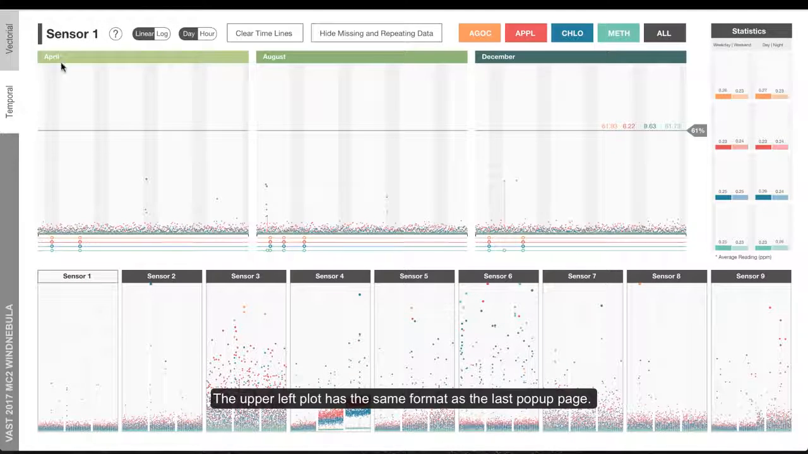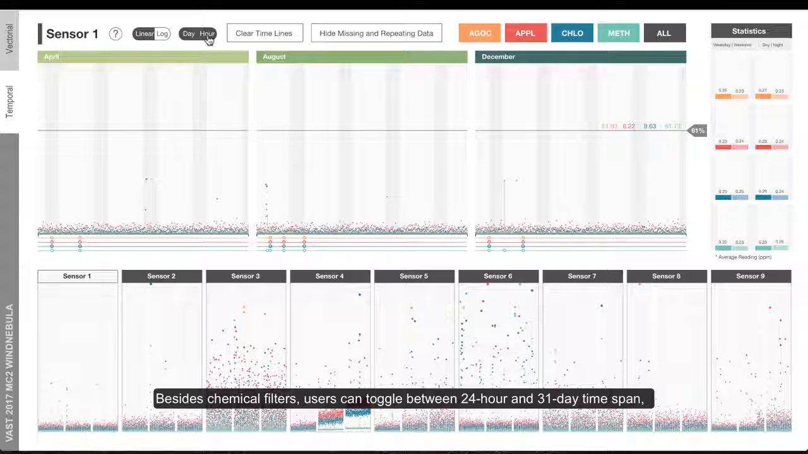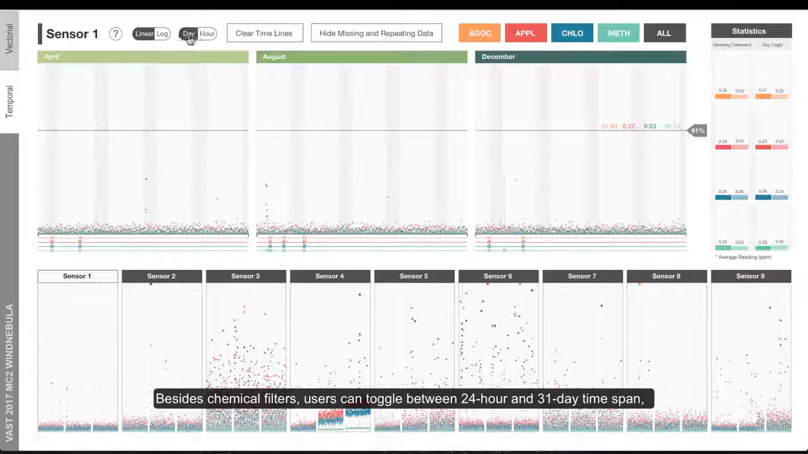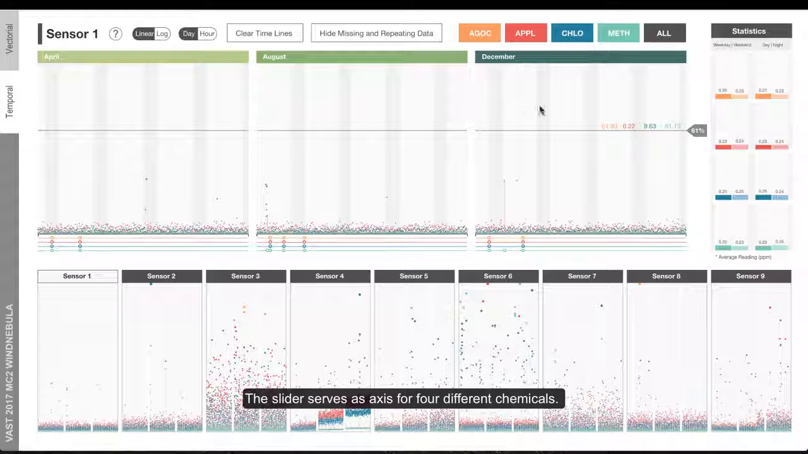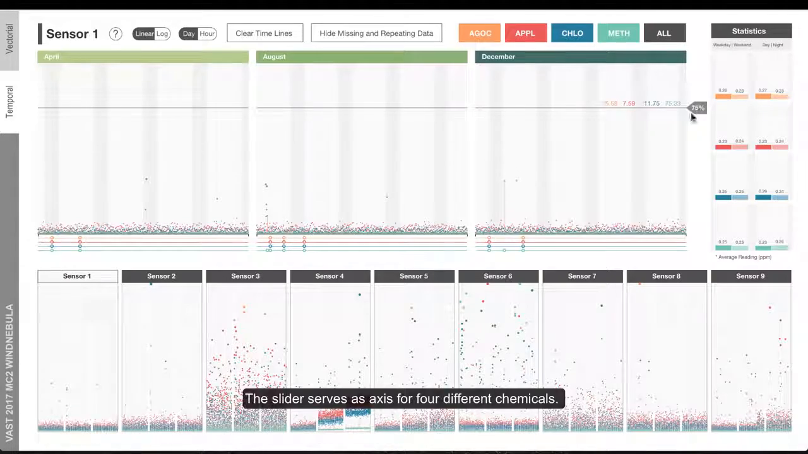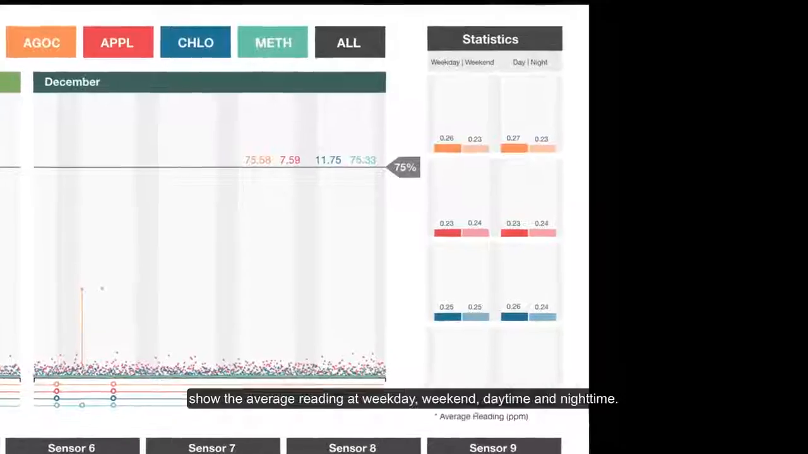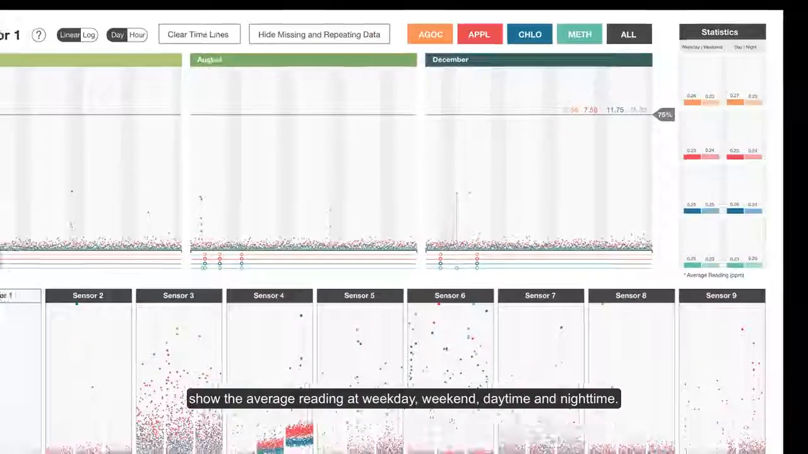The upper left plot has the same format as the last pop-up page. Besides chemical filters, users can toggle between 24-hour and 31-day time spans, linear axis, and logarithm axis. The slider serves as an axis for 4 different chemicals. The statistics on the right side show the average readings at weekday, weekend, daytime, and nighttime.